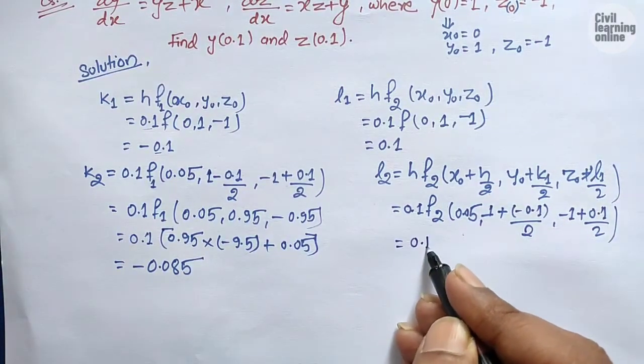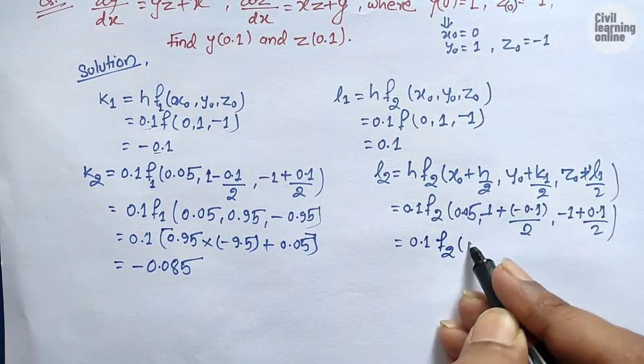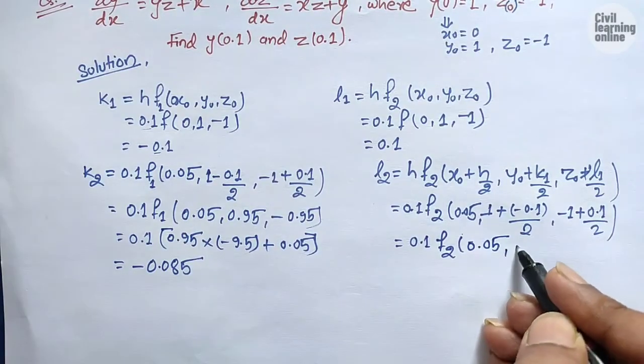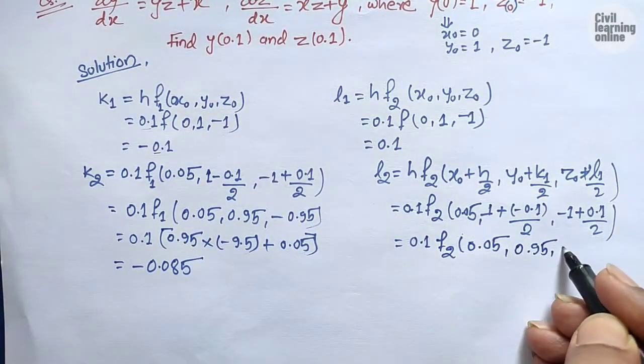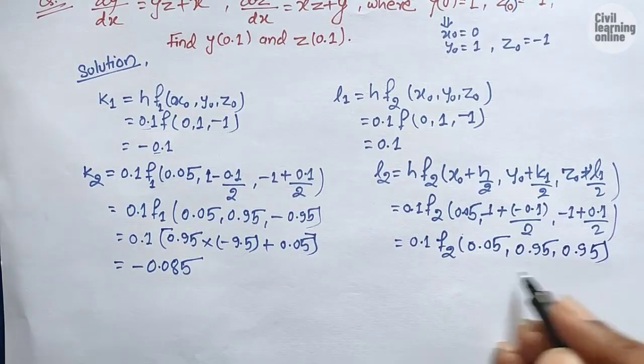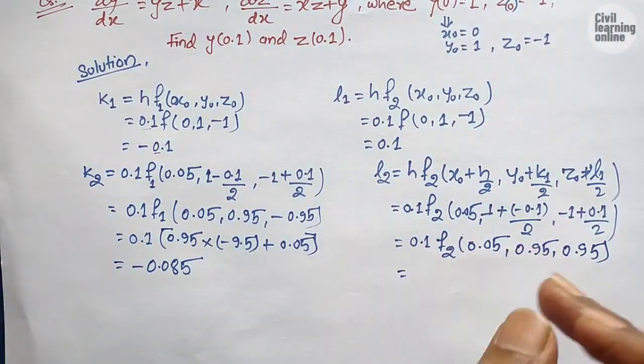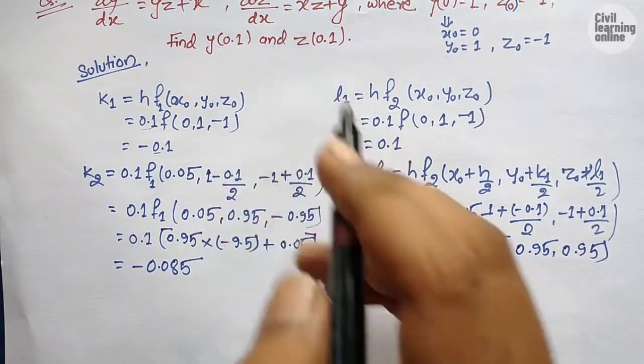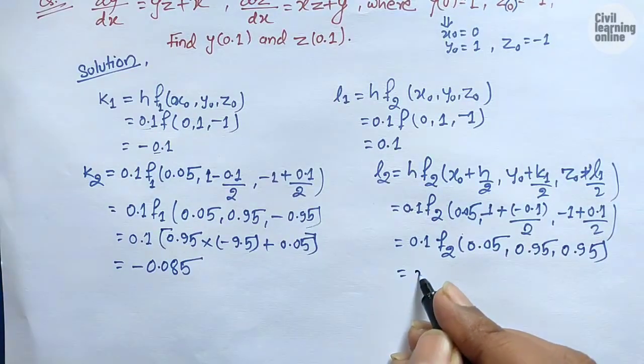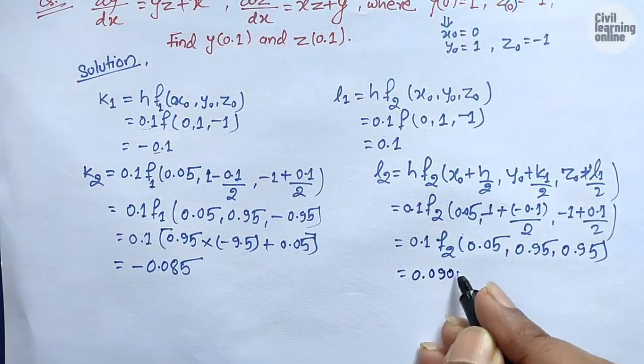So 0.1 f2 (0.05, 0.95, 0.95). Solve this, put these values of x, y, z respectively in the second equation, and we will get the value of L2 equal to 0.0902.